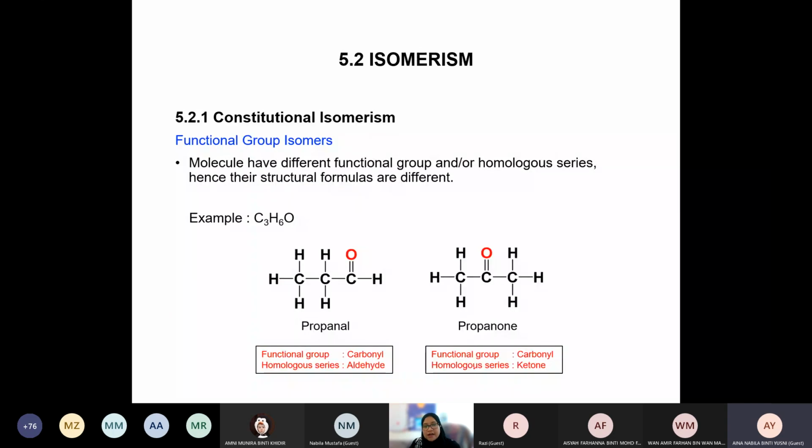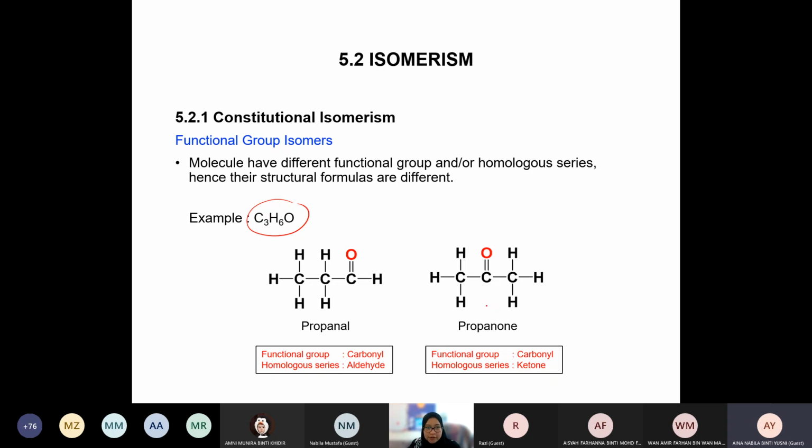Right. Next we have functional group isomers. Okay, molecules have different functional groups and or homologous series, hence their structural formulas are different. Okay, they have different functional groups. They have again the same chemical formula, C3H6O, but the way they can be represented, one is as aldehyde, the other one is as ketone.